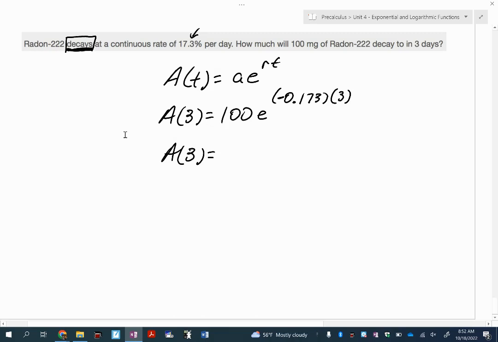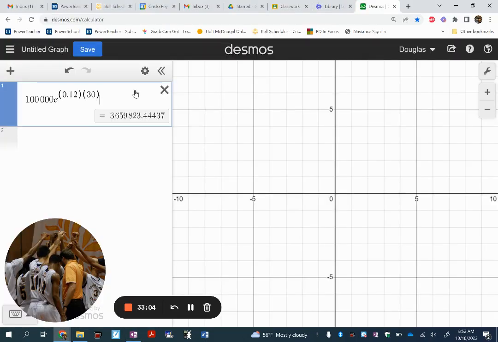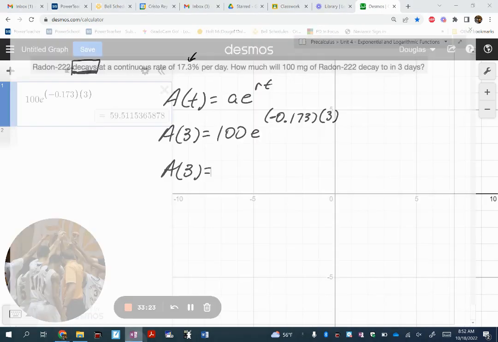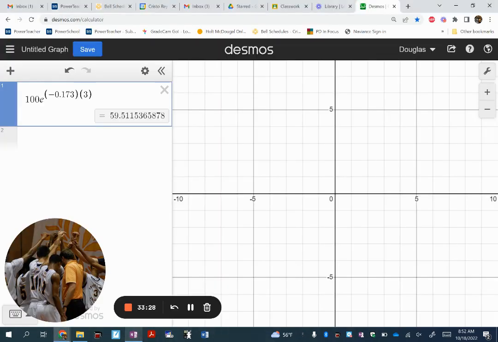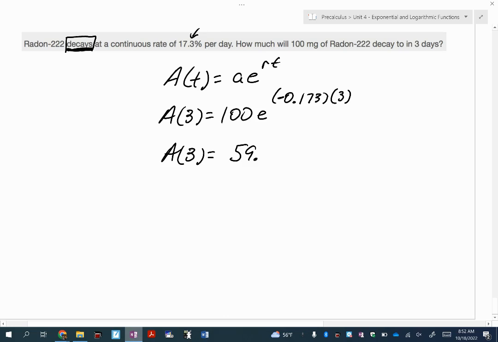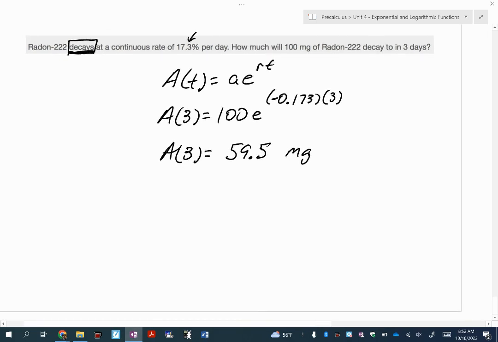So if I plug this into my calculator, we have 100 times E raised to the negative 0.173 times 3 days. All right, so approximately 59.5 milligrams. That's how much we expect of radon 222 to be left. Okay, so there it is.